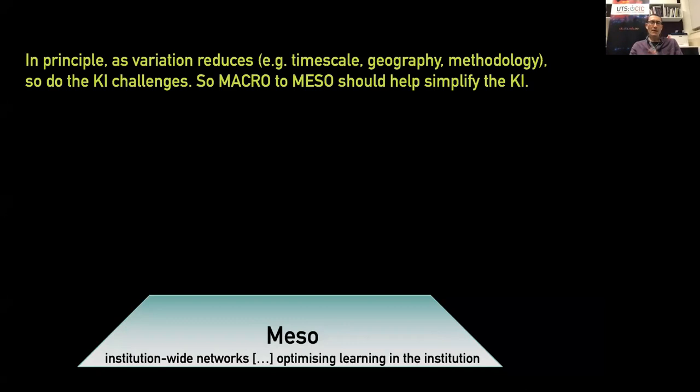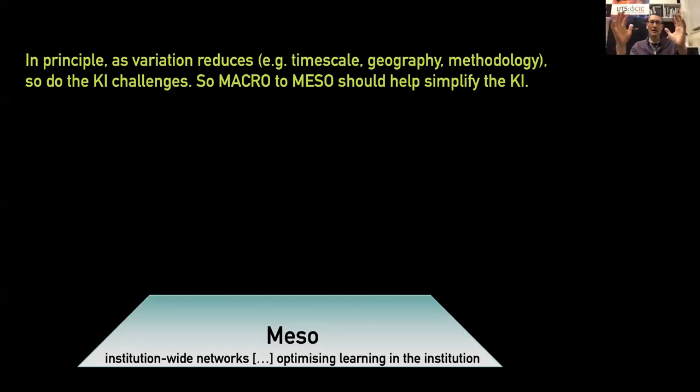At the meso layer, things should be getting easier, okay? Knowledge infrastructure at the global scale is very complex because you've got huge time scales, certainly in the world of climate science. You've got a lot of geographical variation. You've got a lot of different methodologies, a lot of different instruments being used. And that's why you have this continual adjustment and work to try and get data interoperable and models working on the same assumptions and so forth.